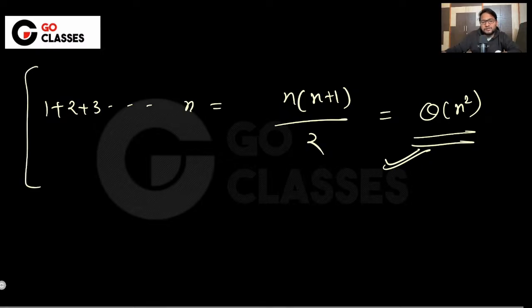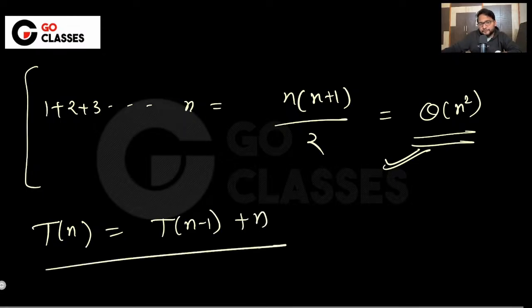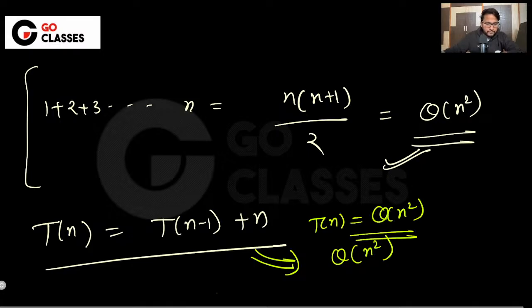So finally, what is the answer that we have got for this particular recurrence, which is T(n) equal to T(n minus 1) plus n? The answer here is theta of n square, right? Which means T(n) equal to theta of n square is the correct answer here.